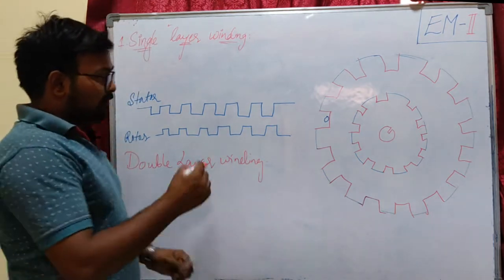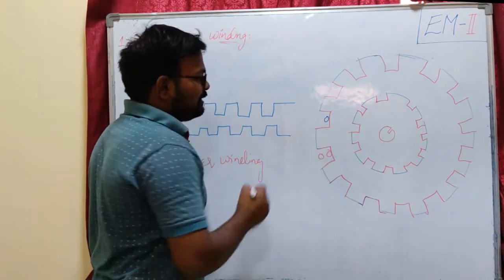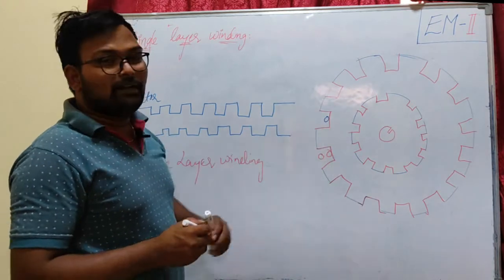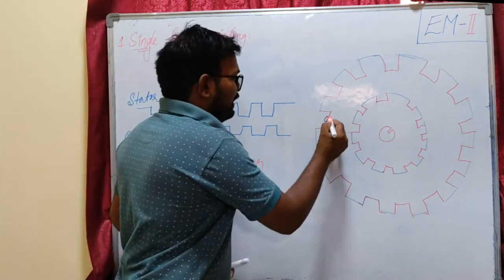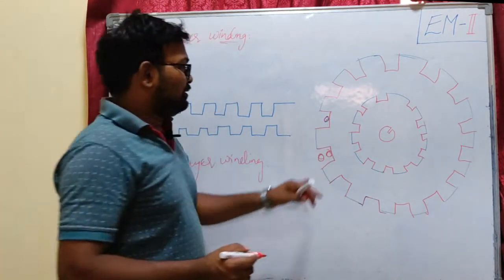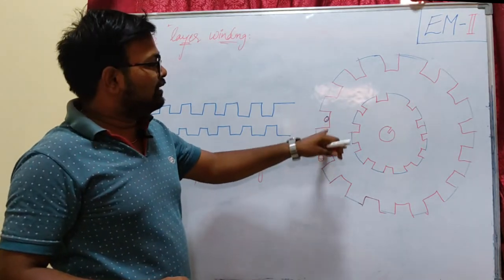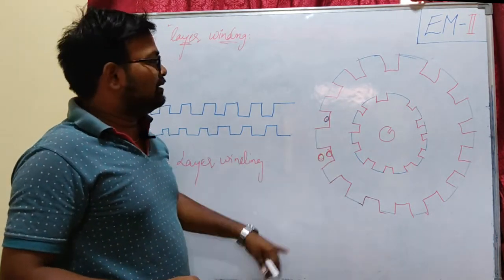Okay, if I keep two coil sides in one slot, this is one coil side. This is one conductor side, and this is two conductor sides. If I keep one coil side, this is single layer winding. If I keep two coil sides, this is double layer winding.